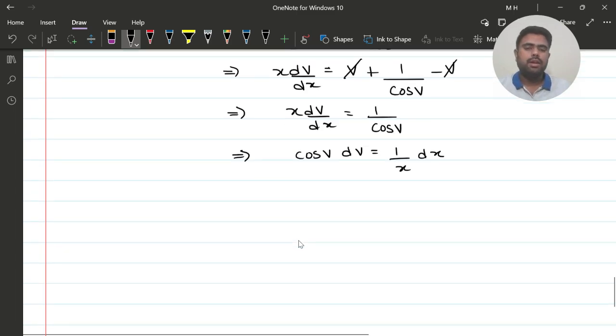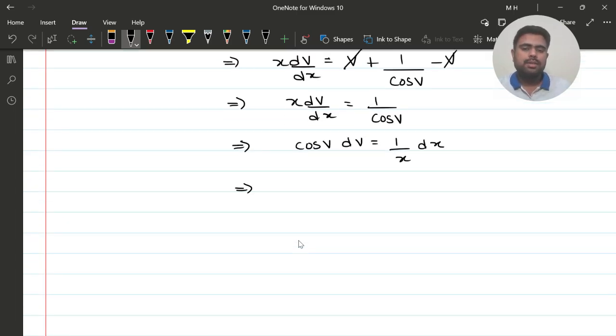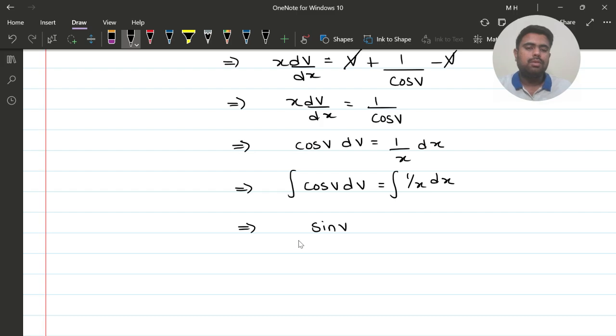Therefore if I integrate on both sides, left hand side with respect to v and right hand side with respect to x, I will get this. Integral of cos x is sin x, so the integral of cos v is sin v equal to, as I have told you, just write the integration constant either on left hand side or on right hand side, no need of writing it on both sides. I'll get sin v equal to the integral of 1 by x, which is log mod x, plus c.